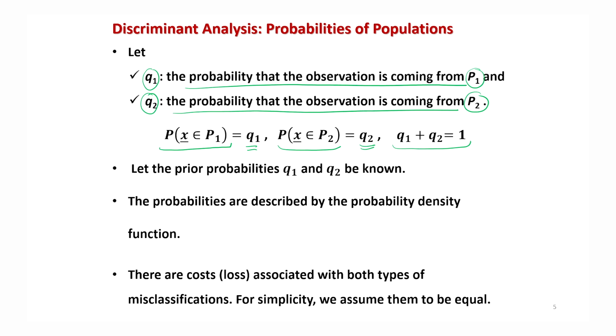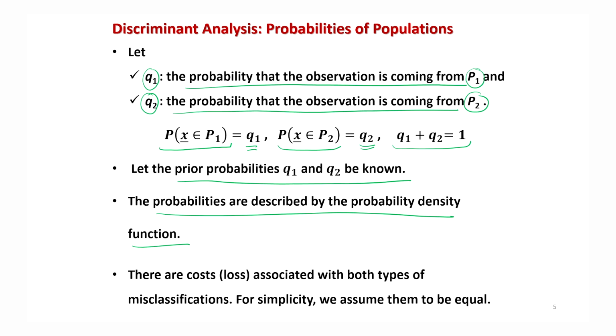It is something like this: when the patient with all these symptoms enters the room of the doctor, the doctor tries to see what is the probability that the person belongs to a healthy patient group or a non-healthy patient group. So these probabilities are like q1 and q2. We are assuming in the beginning that these prior probabilities q1 and q2 are known to us. These probabilities are described by the probability density function. When you are talking of probability, how the probabilities are distributed over different ranges of the values of the random variable is described by the probability density function.